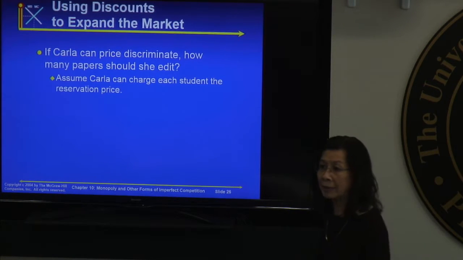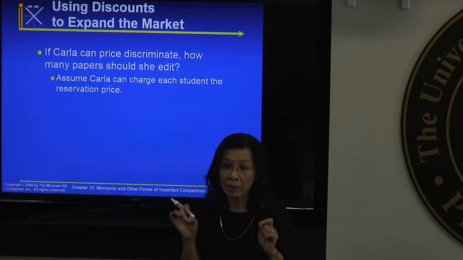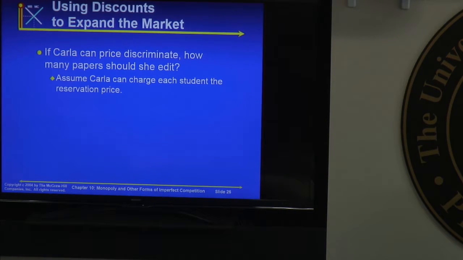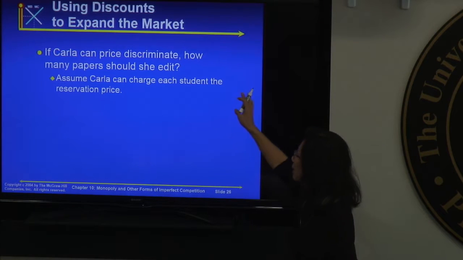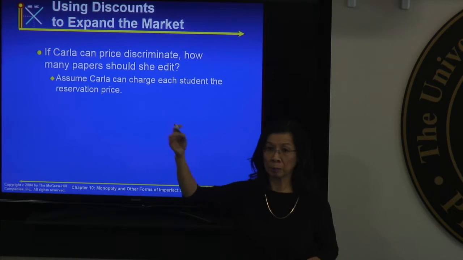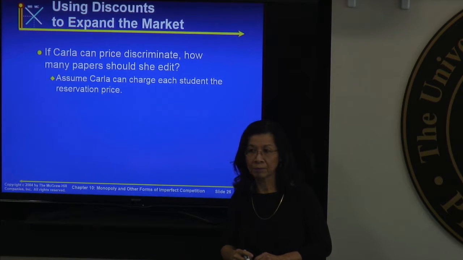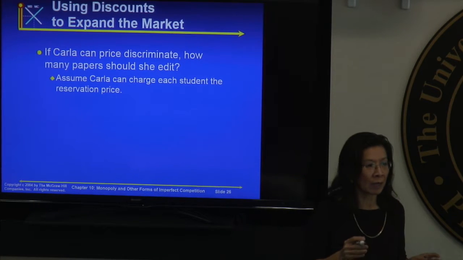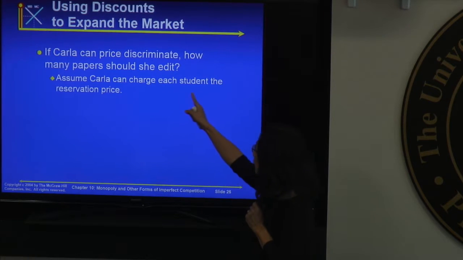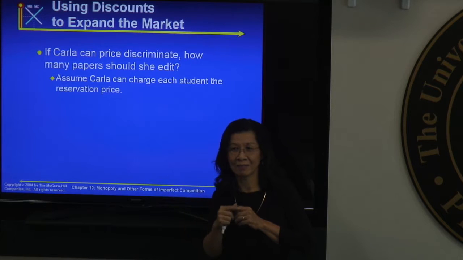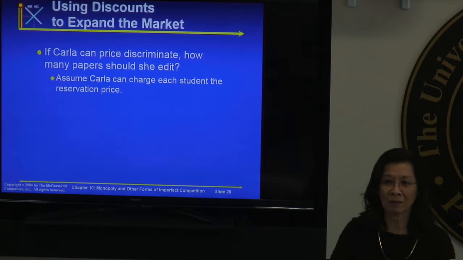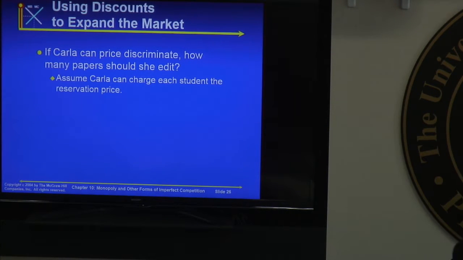So next you want to throw in case number 3, which is applying price discrimination now. Okay, we're gonna apply price discrimination. What is price discrimination? If you apply price discrimination, well, let's just say Carla is going to practice price discrimination now. So if we make that assumption, how many papers would she be editing is the question. Assuming that they charge each student the reservation price. Wow. That's me charging Miss Green 100, you 25, and you 25 cents. What good is that? Let's take a look.